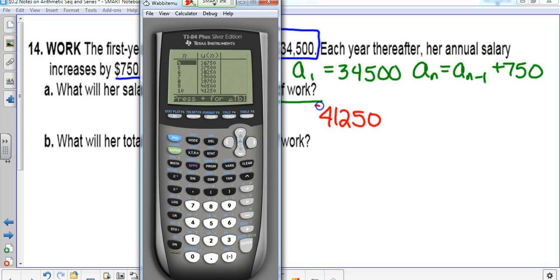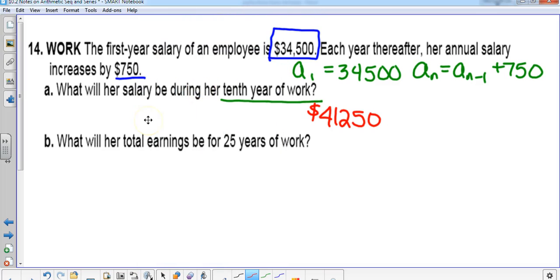Okay, that's not the best, most efficient way to do that question. I just wanted to remind you of how the calculator worked. How would you have done that question? Anybody? 34,500 plus how many differences is she going to get by year 10? That's what I would have done.